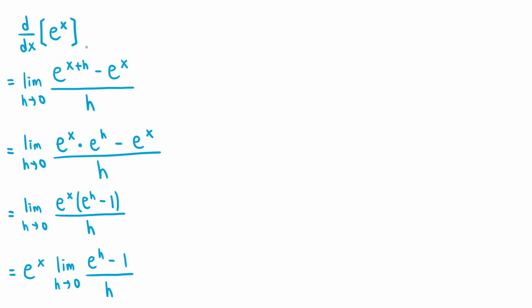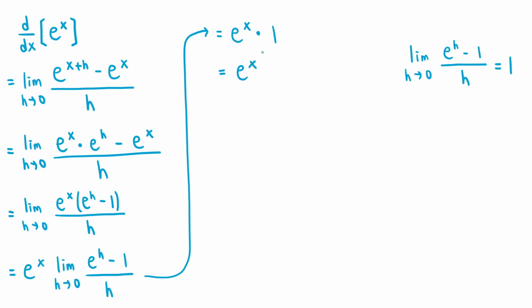So previously, we started off with the limit definition of the derivative of e to the x, and after some algebra, we found that the derivative of e to the x is e to the x times the limit as h approaches 0 of e to the h minus 1 over h. We also found that the limit as h approaches 0 of e to the h minus 1 over h equals 1. So this expression is just equal to e to the x times 1, which equals e to the x. So we started with the derivative of e to the x, and after doing a number of steps, we ended up with e to the x. So the derivative of e to the x is indeed e to the x.